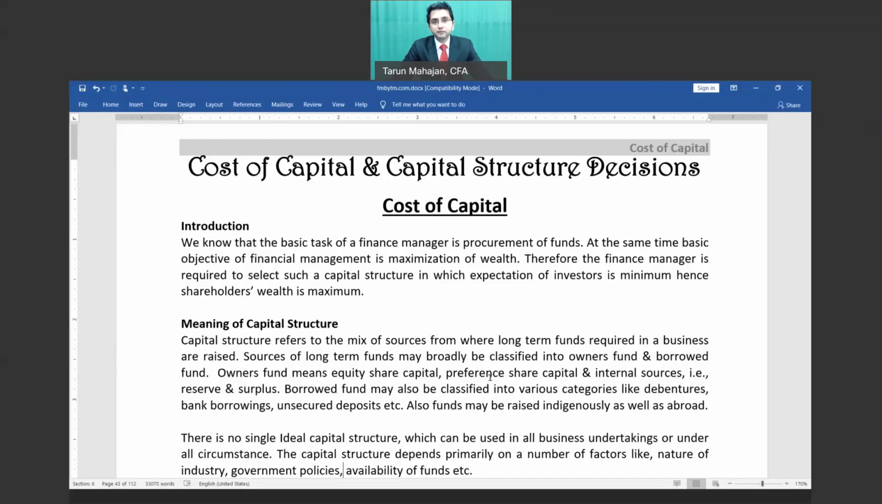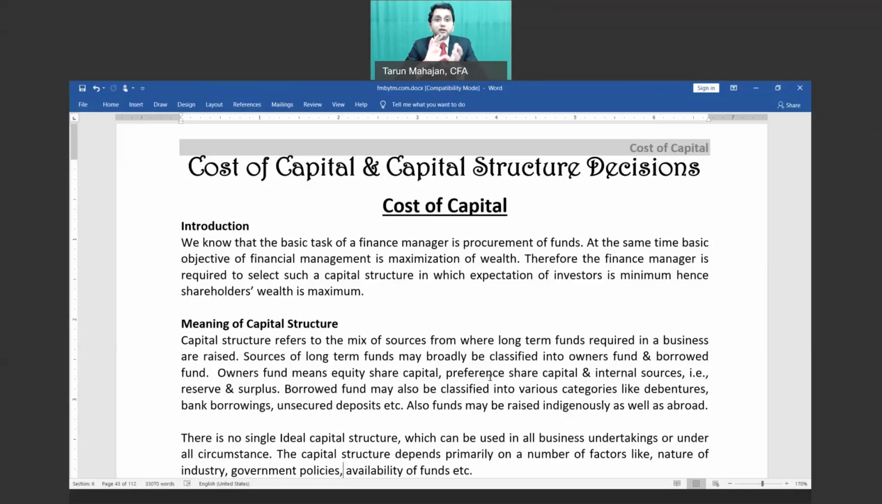More equity, loss of control. More debt, higher financial risk. So, sir, what should I do then? Don't go for pure equity or pure debt or pure preference or pure any single source.